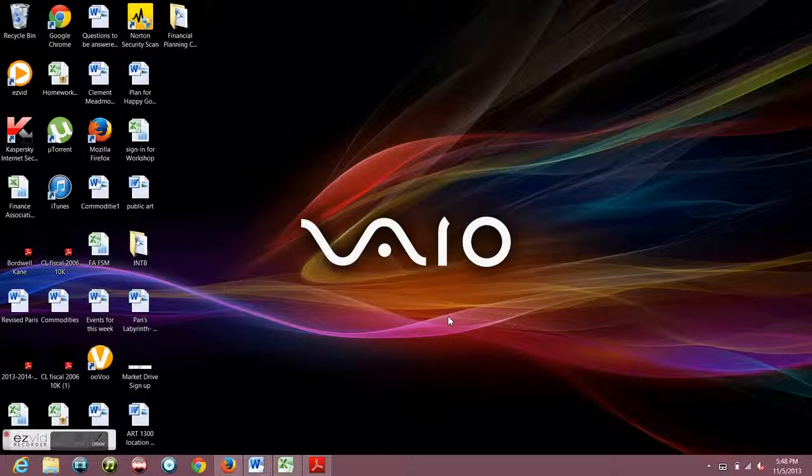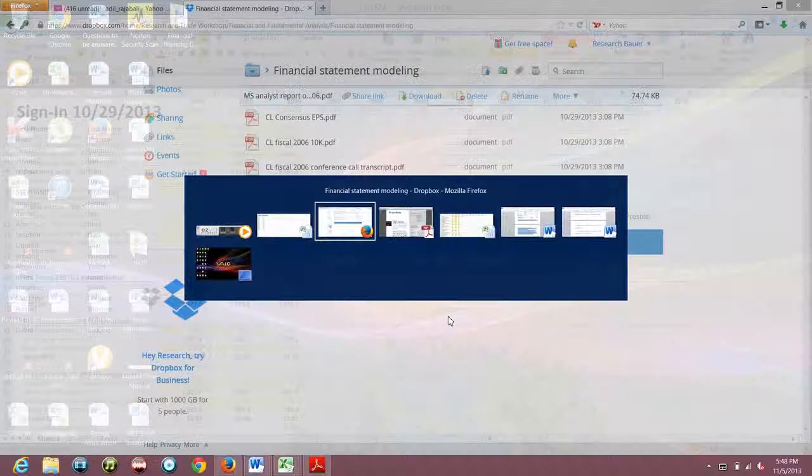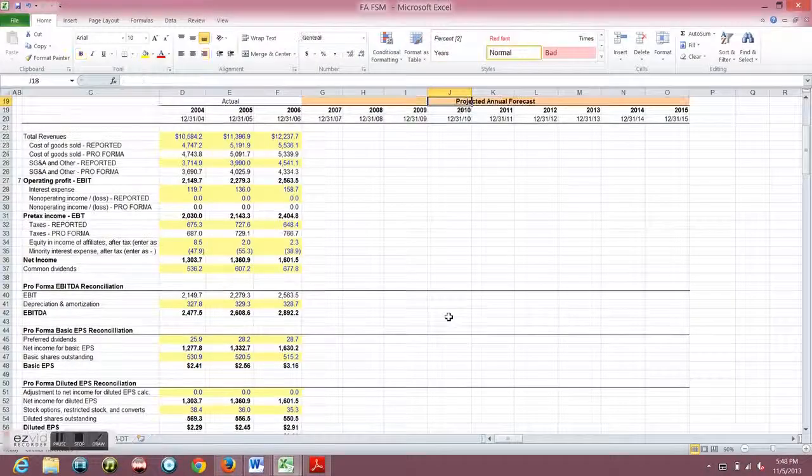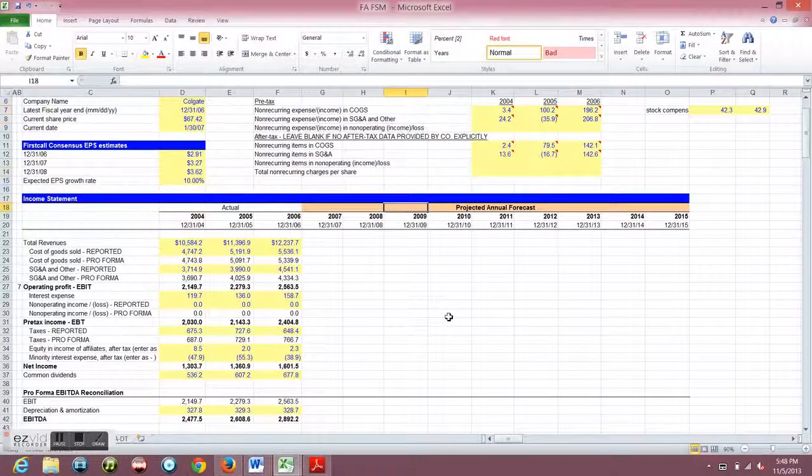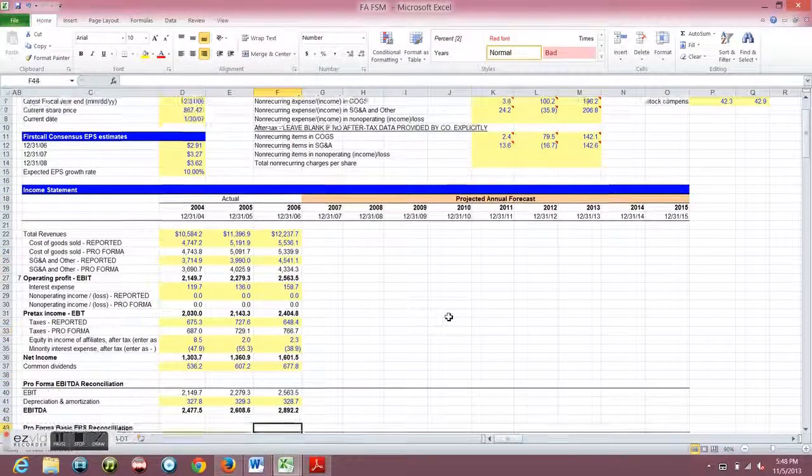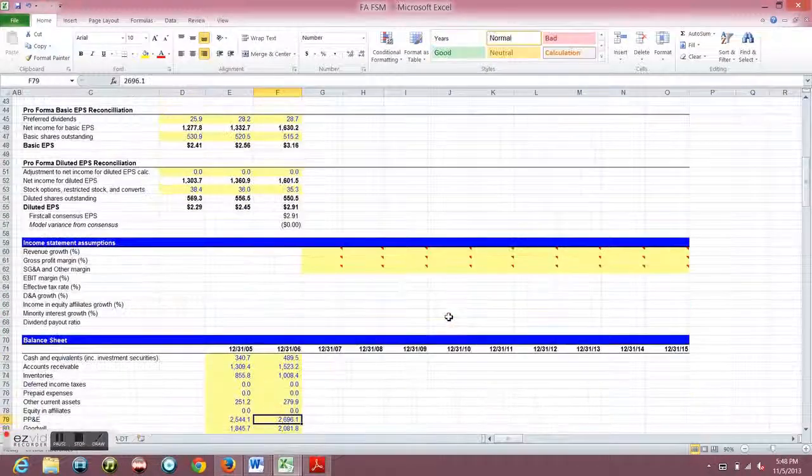Good morning, guys. Today we're gonna go over how to read an equity research report. Before I go into that, so far what we have done is that we have laid out our income statement, adjusted for our non-recurring items, and our variance is 0, which is always a good thing.